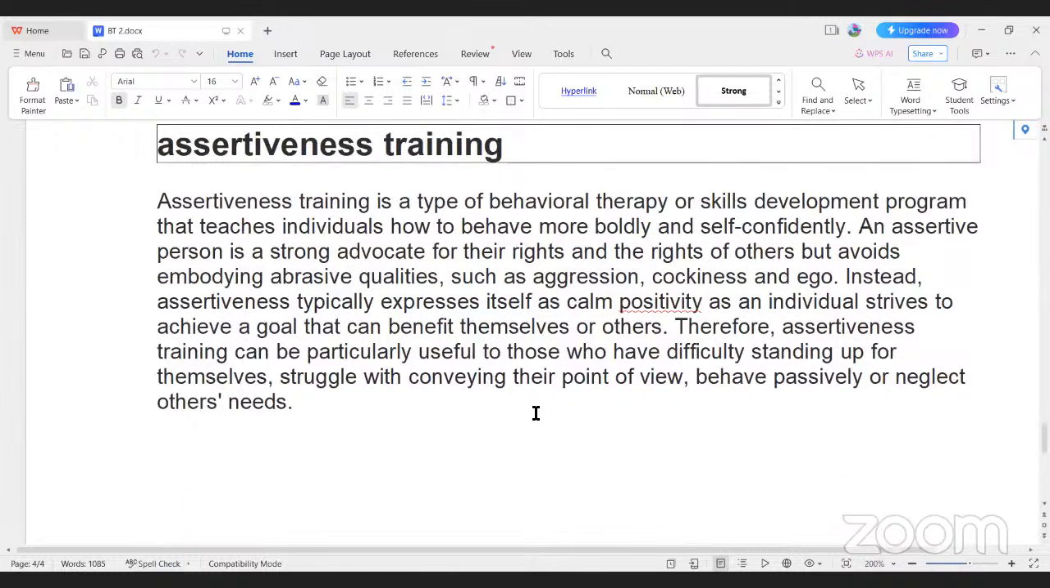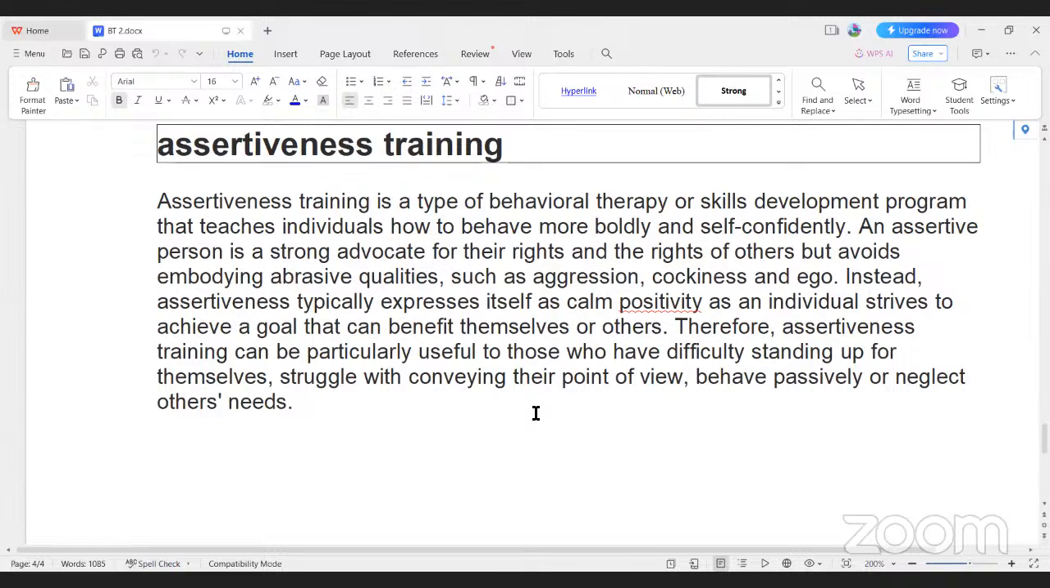And next, the last technique in behavior management is assertiveness training. Assertiveness. So assertiveness is a training, behavior therapy or skills development program that teaches individuals how to behave more boldly and self-confidently.